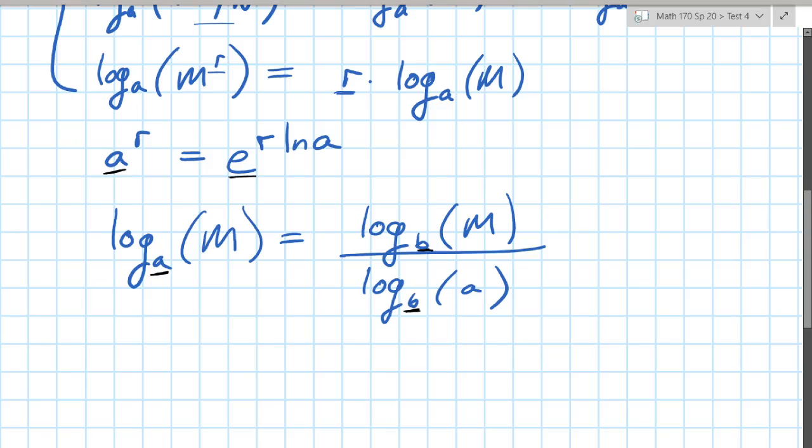This is useful when we want to use our calculator to evaluate log functions, because we don't have a log base a button. We only have an ln, which is log base e, or a common log, which is log base 10.